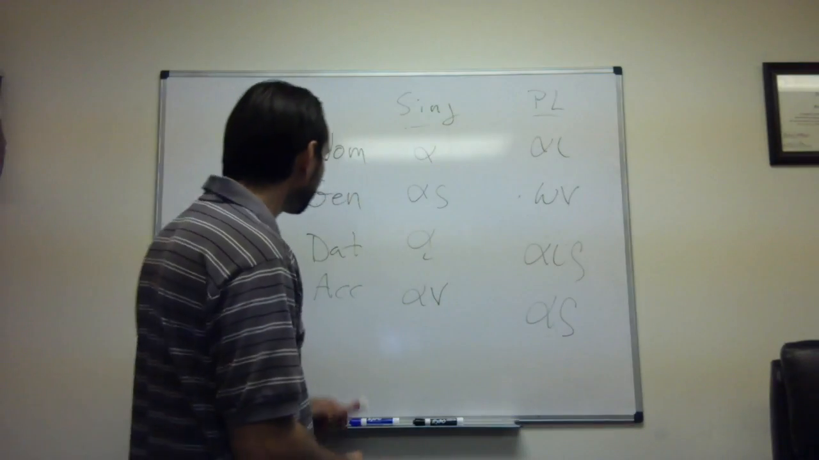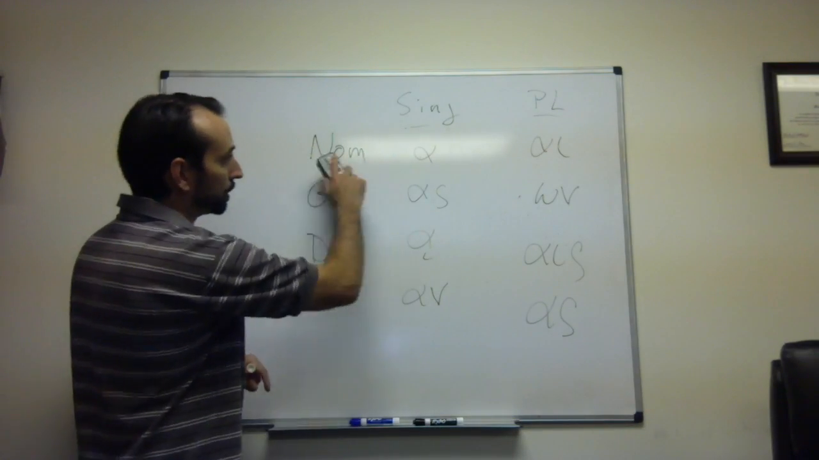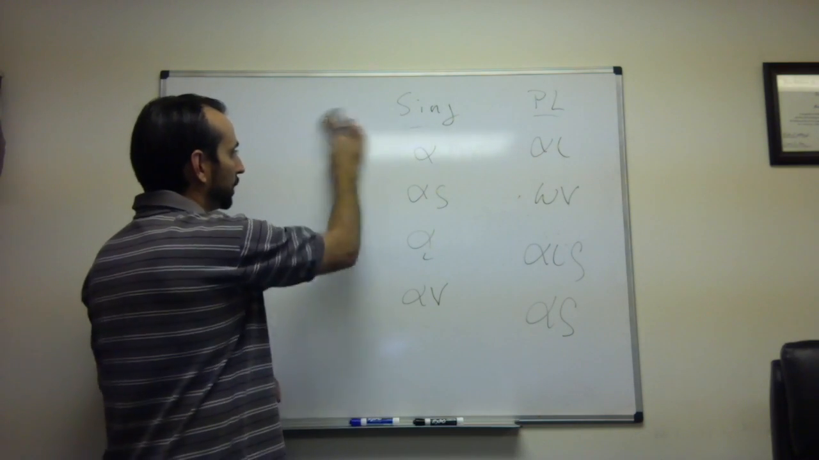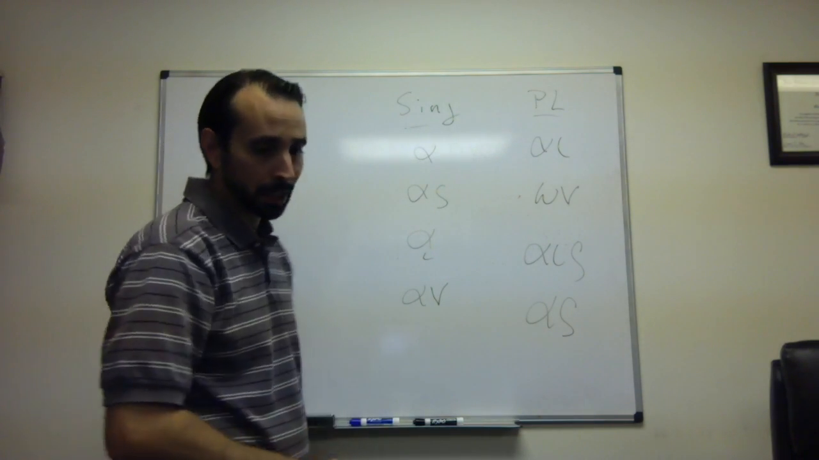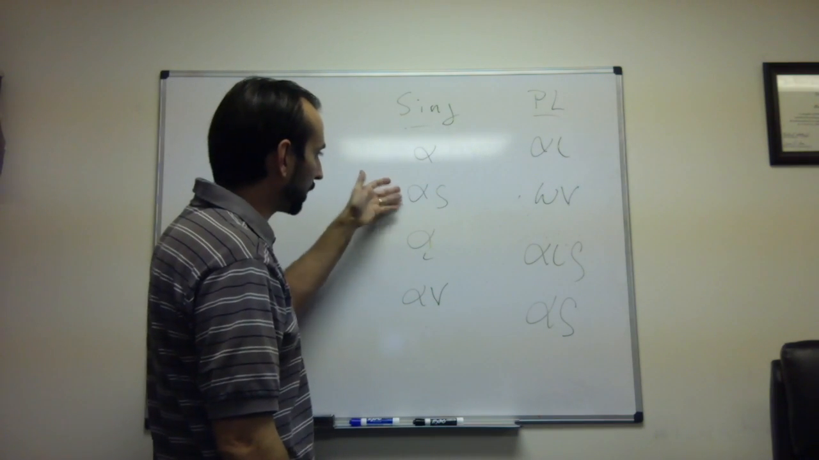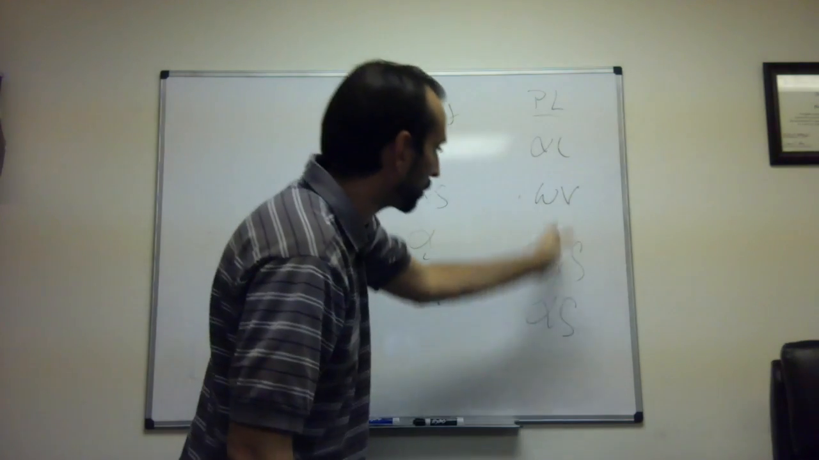And I have it on the board here. To save a little bit of time, I put it on the board. And I'm going to erase this now. These are nominative, genitive, dative, and accusative. I'm going to erase this so I can write the stem of the word out here. So this is your nominative singular, genitive singular. These are your singular patterns, and this is your plural patterns.